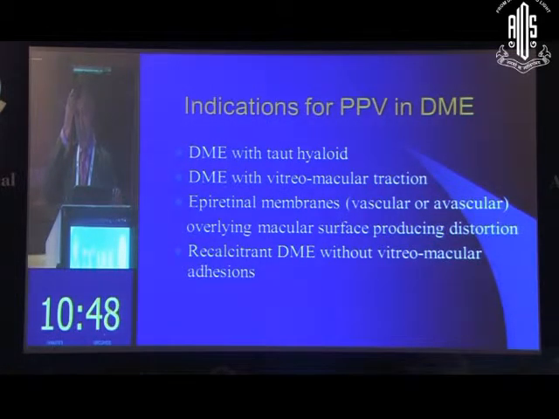So what are the indications for pars plana vitrectomy in DME? DME with taut hyaloid has absolutely a clear indication, or DME with a vitreomacular retraction. Then we have a lot of epiretinal membranes, vascular, avascular, in cases of diabetics, that form a very major chunk of indication as far as diabetic macular edema is concerned. And of course, there is recalcitrant diabetic macular edema without vitreomacular adhesions, which is still a controversial indication.